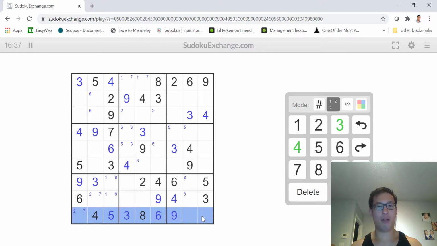Let's look at this bottom row here, see if we can see anything. It could be a 1, 2, or 7. That could be a 1. No, that cannot be a 1 because a 1 already exists in this box. You know what that tells me? A 1 can only go here or here. 2 or 7, I don't know anything else, so I'm just going to leave it and say that's all the information I get from that.